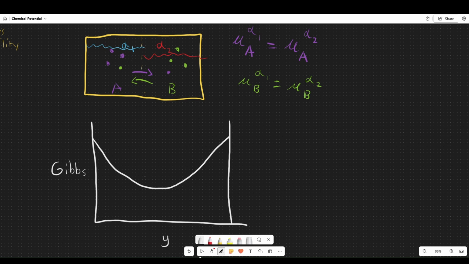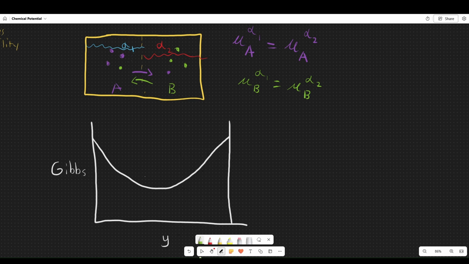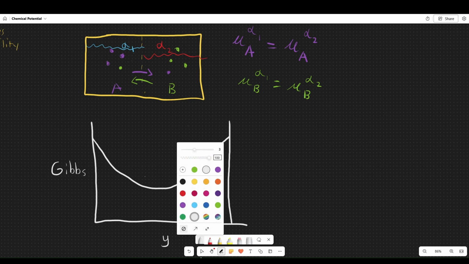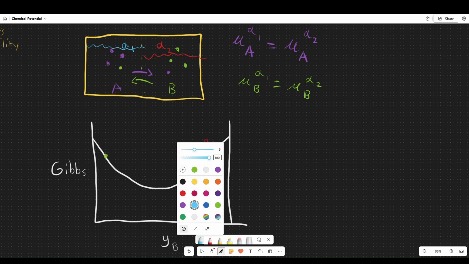If I was to draw this system, initially, let's look at B actually. So I'll label this the mole fraction of B, right? What I would see is that initially we have a high mole fraction of B in alpha 2, right? This is the alpha 2. And we have a low mole fraction of B in alpha 1, right?